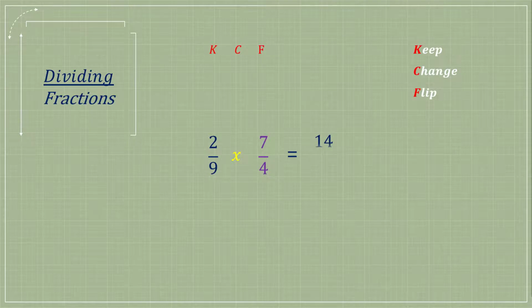2 times 7 is 14, and 9 times 4 is 36. We can simplify it to 7 over 18. This is pretty straightforward. However, there is a quicker way.